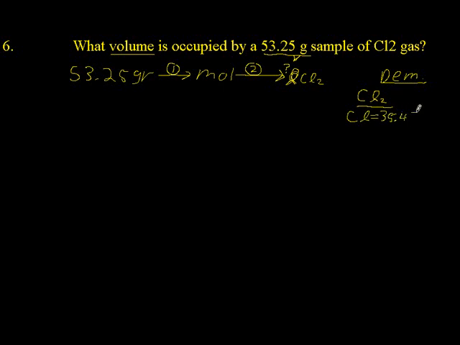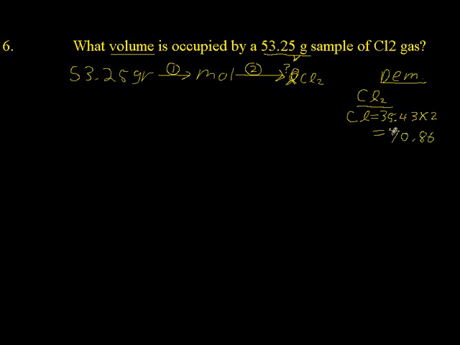I got used to writing with this, I'll tell you that. But I have two of them. So when I multiply them together, I wind up with 53.25 grams. That's not right. My scratch work is not correct. 35.45 times 2 equals, there we go. It equals 70.86.